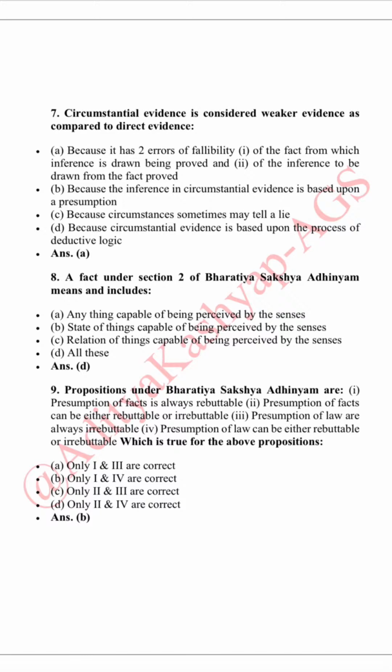And relation of thing capable of being perceived by senses. So all three are the correct fact. मतलब ये included in the section 2 of definition of fact. Okay. So D is the correct option.